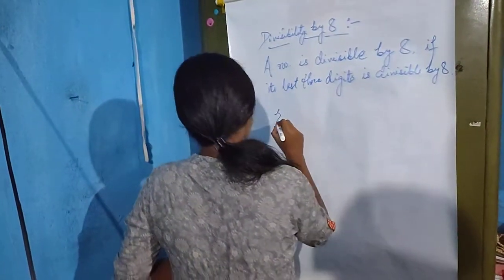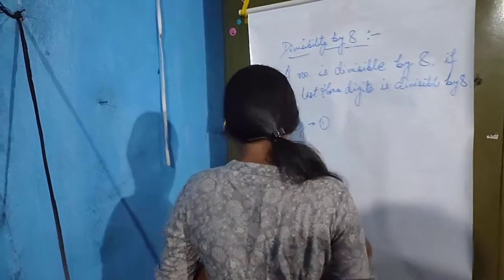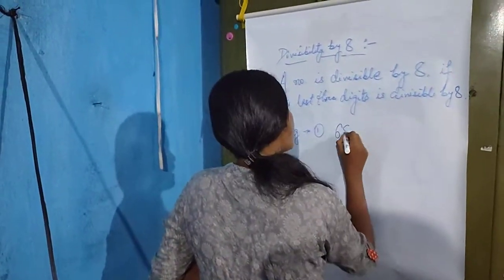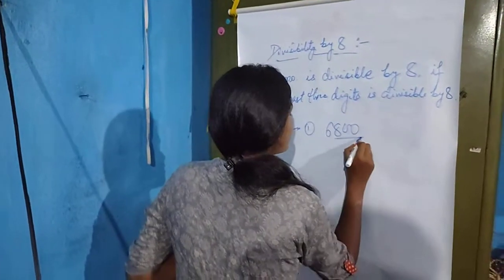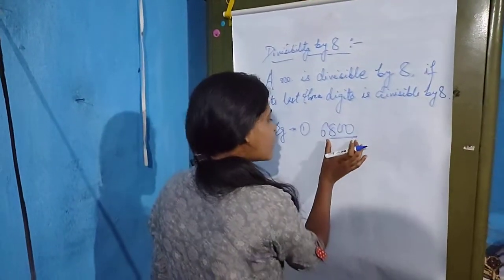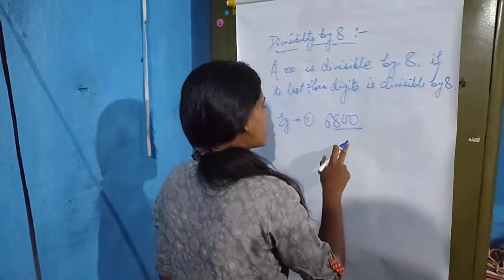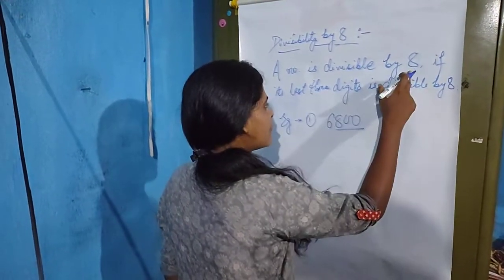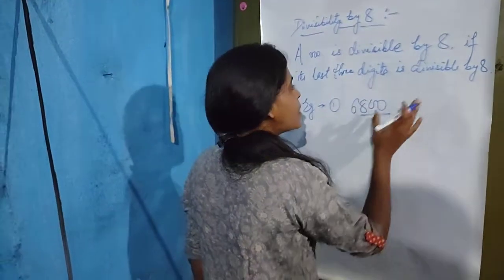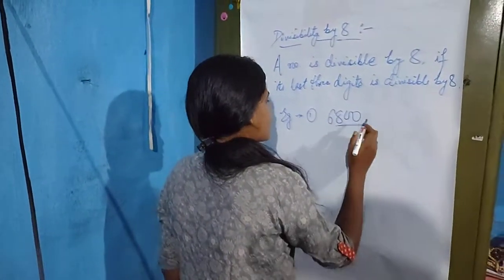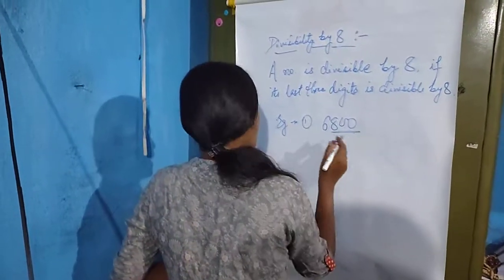Now let's see an example. Suppose I am giving you the first example, 6800. You can see these three digits, that is the hundreds, tens and units digits, are divisible by 8. If you divide this by 8, 100 will come. So it is divisible by 8.